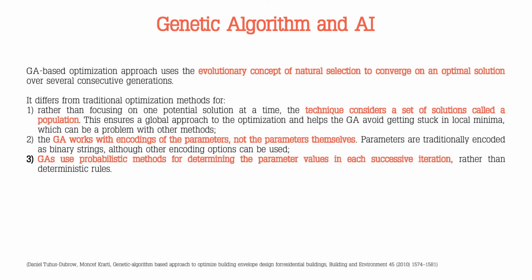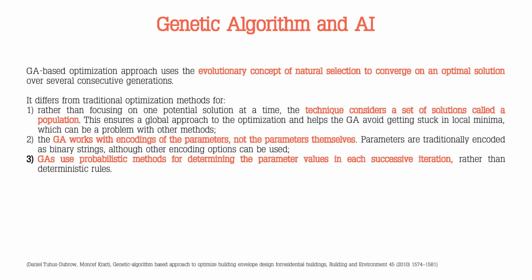So the process is based on three points. Number one, rather than focusing on one potential solution at a time, the technique considers a set of solutions called a population, which means candidates, different solutions. This ensures a global approach to the optimization and helps the genetic algorithm avoid getting stuck in a local minimum, which can be a problem with other methods. Different solutions, which finally will be selected. And here is the problem of the genetic algorithm, as I mentioned before. It would be much better if the final solution generated several candidates. Why? Simply because they are diverse. The diversity, the multiplicity of solutions, is much better in Darwinism. This is a radical weakness of the genetic algorithm.